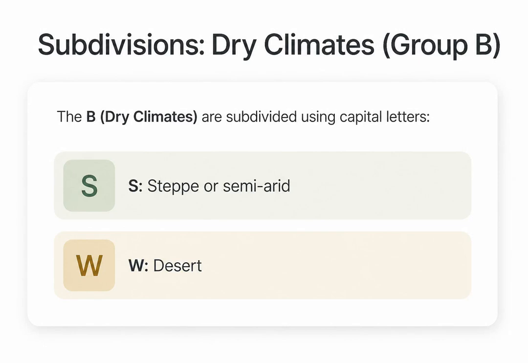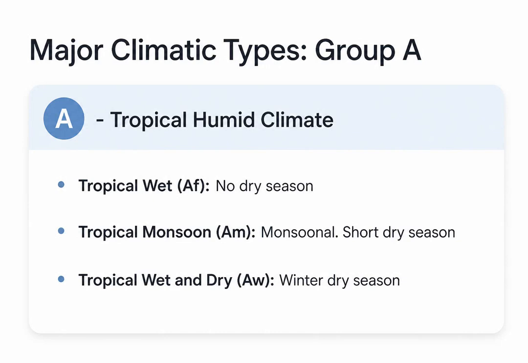For the Group B dry climates, Koppen used a different set of subdivisions, employing capital letters instead of small ones. An S is used to denote a steppe, which is a semi-arid region. A W is used to denote a true desert, which is highly arid. Now let's look at the major climatic types that emerge when we combine these letters.